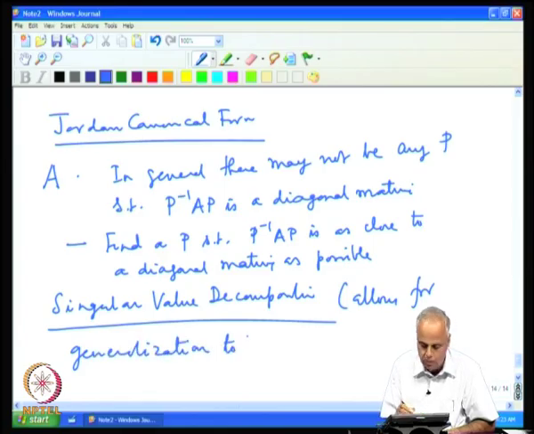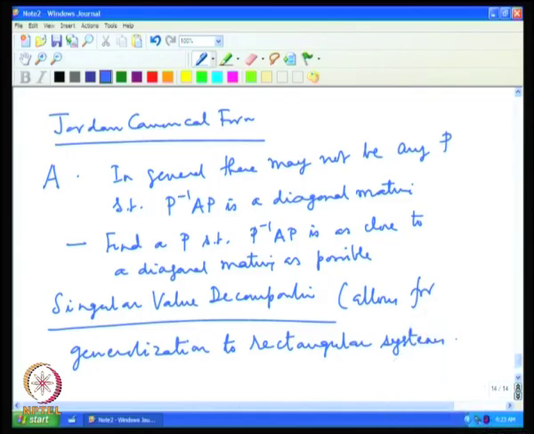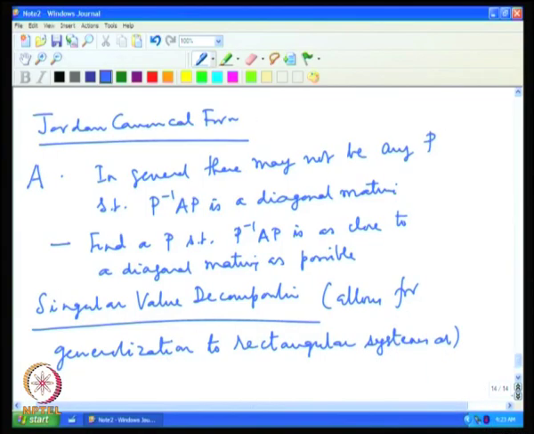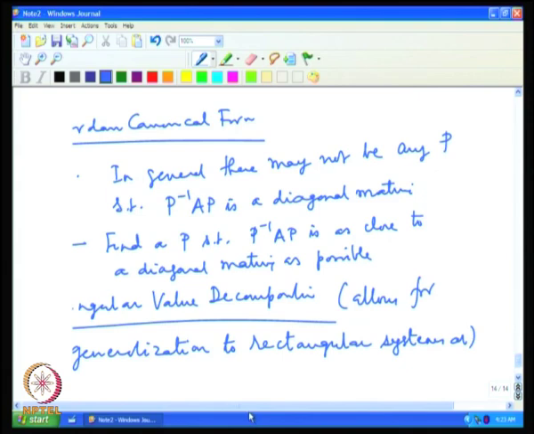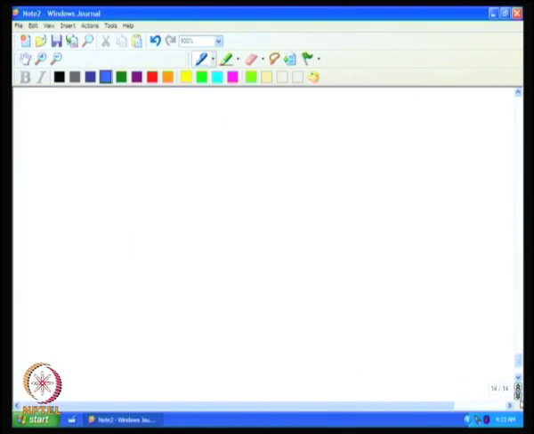So, this allows for generalization to rectangular systems. Now, what is this? What is this singular value decomposition?